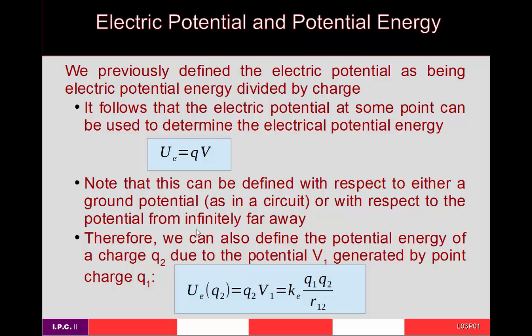So since we defined the electric potential to be the potential energy per unit charge, it therefore follows that if you know what the electric potential is at a given point, and you have a known amount of charge, you also know how much potential energy is in that charge by nature of being at that point. So again, we can define this with respect to a ground potential, as in a circuit, or with respect to a potential that's infinitely far away. Those are our two versions of potential energy equals 0.